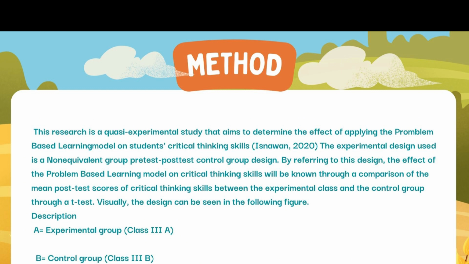Next, methods. The research is a quasi-experimental study that aims to determine the effect of applying the problem-based learning model on student critical thinking. The experimental design is a non-equivalent group pre-test post-test control group design. By referring to this design, the effect of the problem-based learning model on critical thinking skill will be known through a comparison of the post-test scores of critical thinking between the experimental class and the control group. Visually, the design can be seen in the following picture. The experimental group is class A, and the control group is class B.